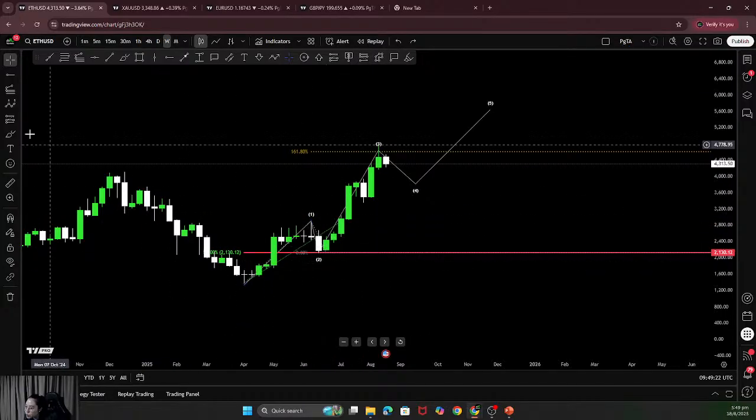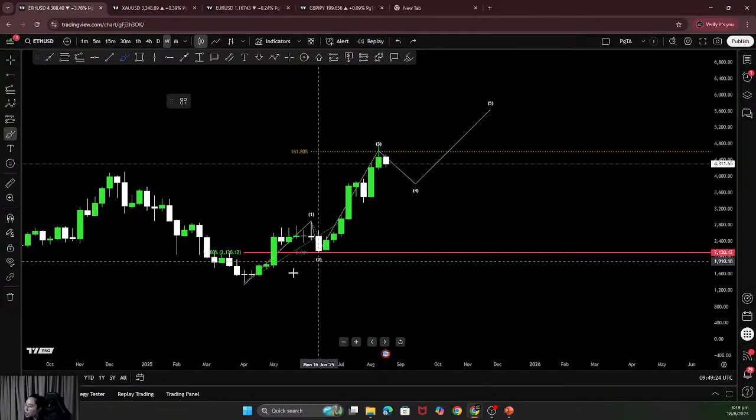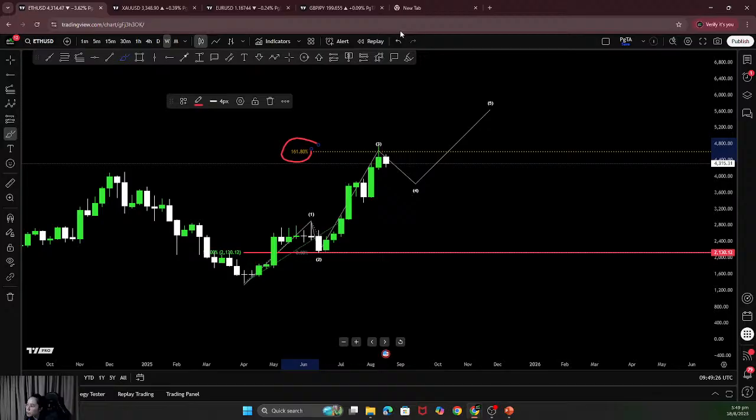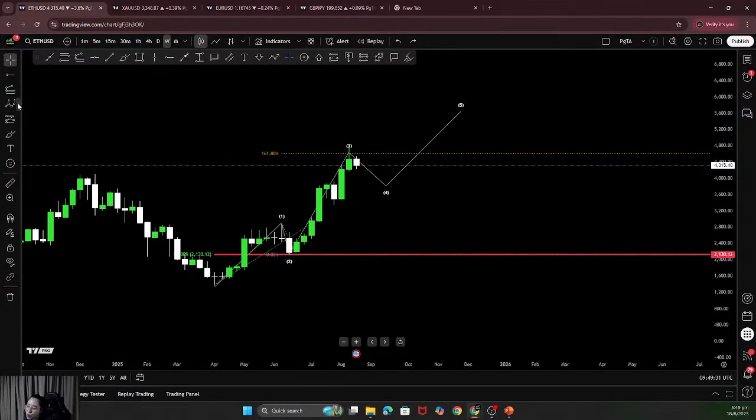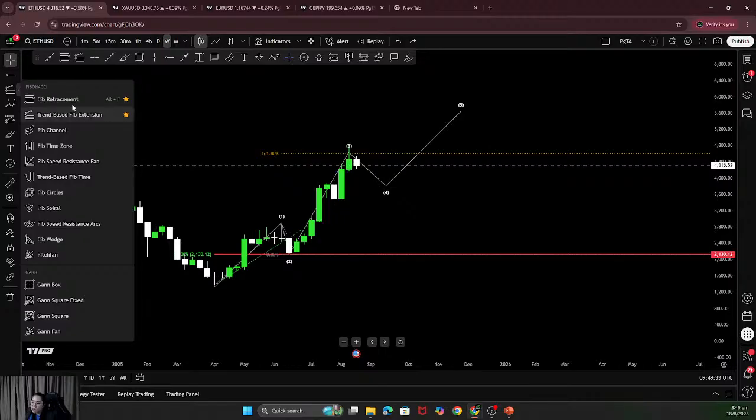Wave 2 pulled back beautifully at 50% here. Wave 3 is now at the 161.8%. These are the common levels for Elliott wave. Now we can expect that wave 3 is over. Okay, there is a chance that wave 3 is not over.